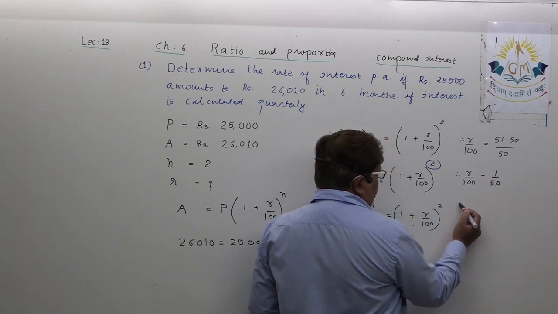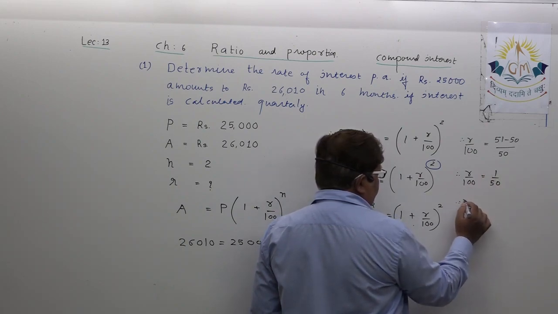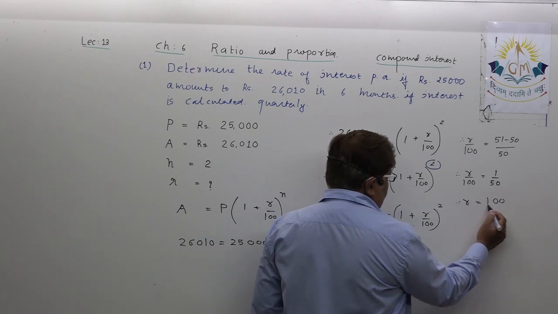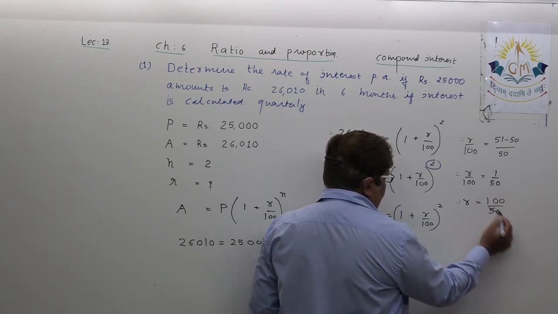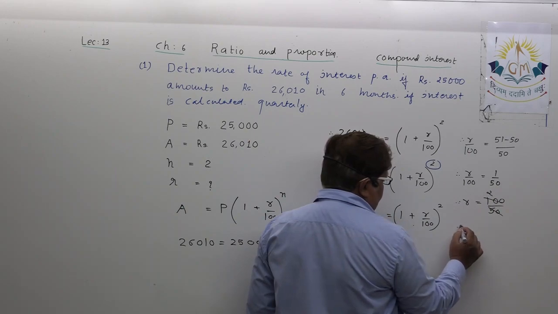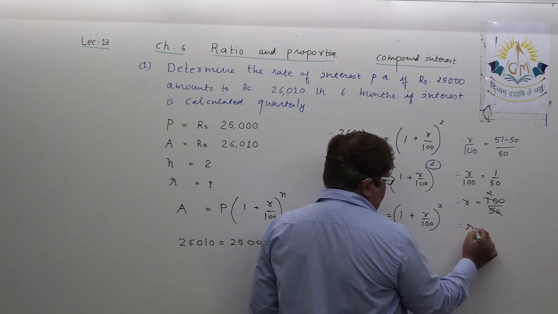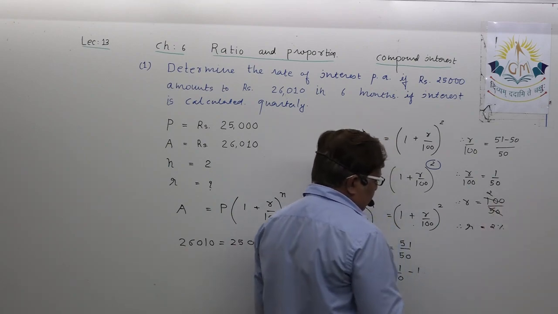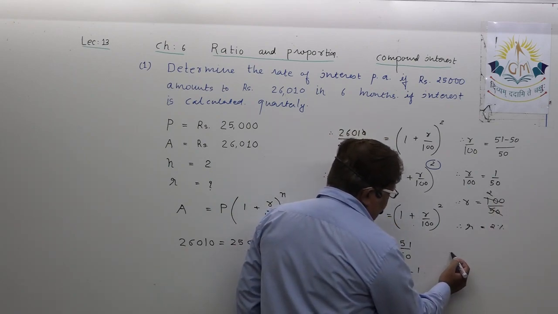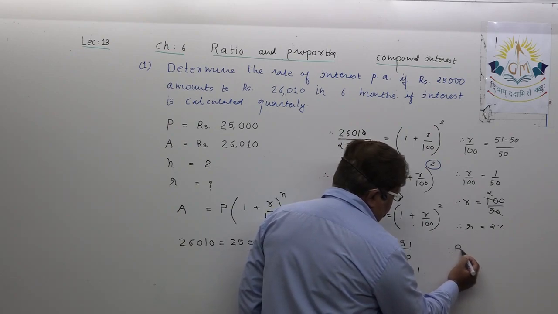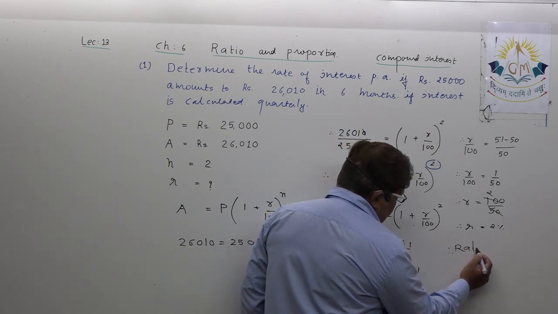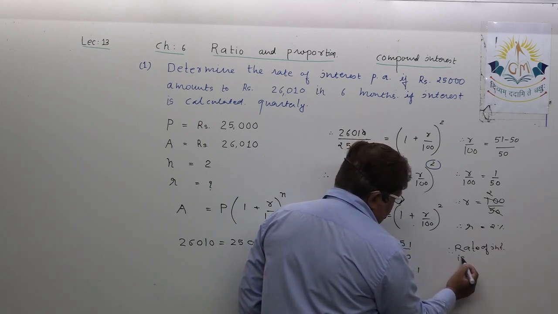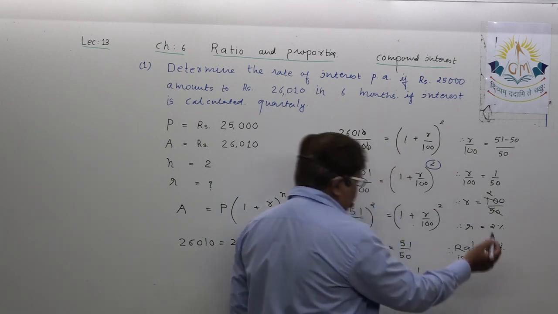Now simple cross multiplication: r equals 100 into 100 upon 50. Further cancellation, so r equals 2%. So finally, dear student, you can write: therefore, the rate of interest is 2%.